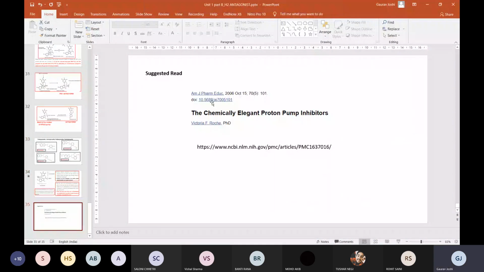Right. So there is one paper. I'll be forwarding the slides to you. There will be a paper, the chemical elegance of proton pump inhibitors. So you can just have a read on this also. Right. This is a very wonderful paper. So you can just read this paper. I'll be sharing you the link and I will be sharing you this paper also. This will be a very wonderful paper to read.